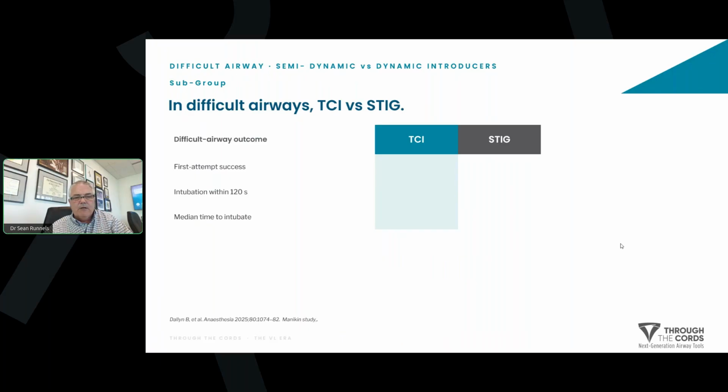So in difficult airways, there is a subgroup analysis between the TCI and the STIG. First attempt success: 87% with the TCI, 60% with the STIG. Intubation within 120 seconds: 93% with the TCI, 70% with the STIG. And median time to intubate: 36 seconds, versus 45 seconds with the STIG.